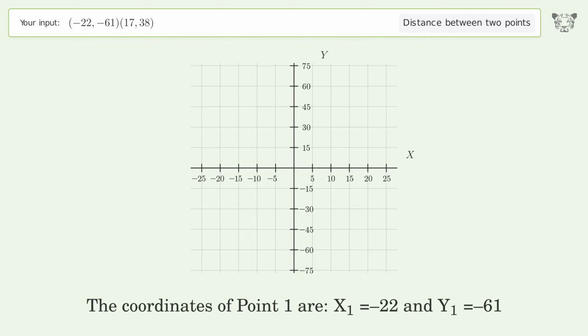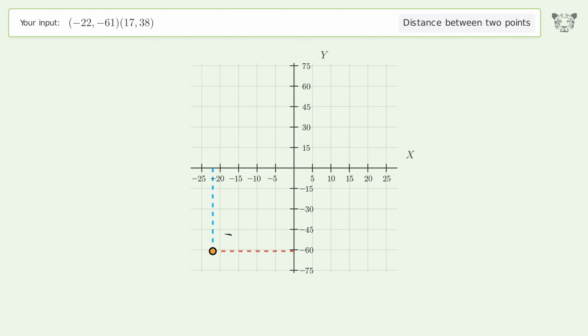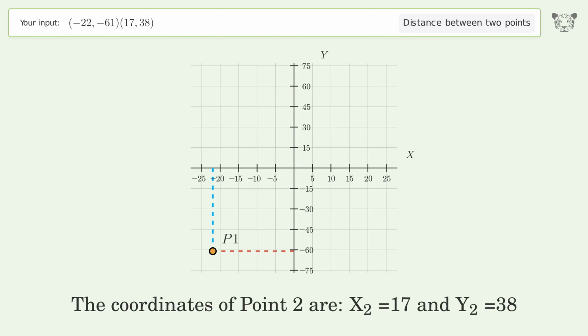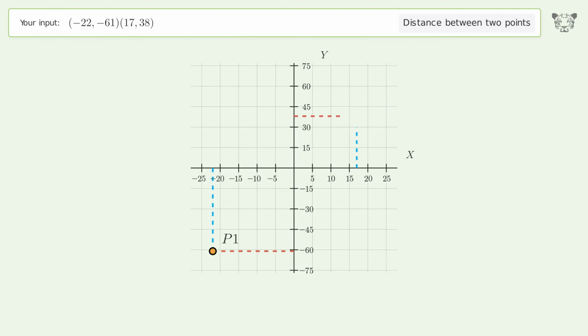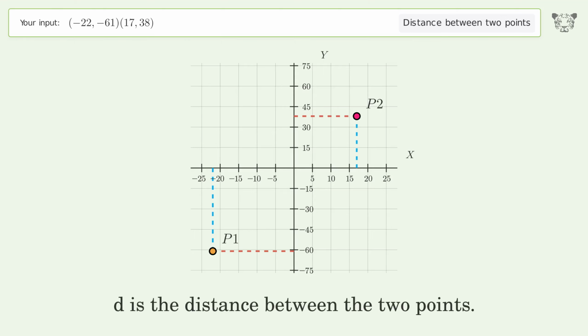The coordinates of point 1 are x1 equals -22 and y1 equals -61. The coordinates of point 2 are x2 equals 17 and y2 equals 38. D is the distance between the 2 points.